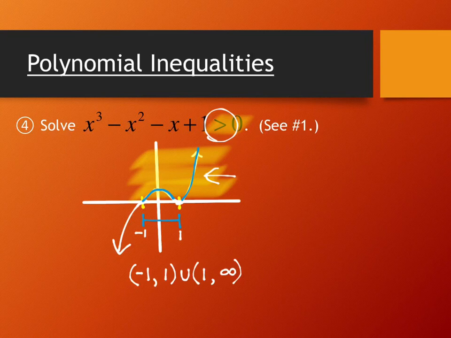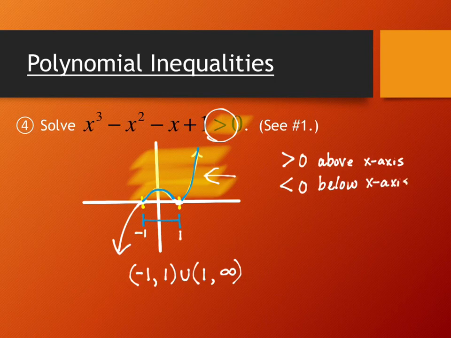It might be worth noting, since I've said it but haven't written it, if things are greater than 0, it means you're looking for things above the x-axis. It means y values are positive, so you're above the x-axis. If you're looking for places where it's less than 0, it would be below the x-axis. And if you were looking for pieces where it was equal to 0, you would be on the x-axis.